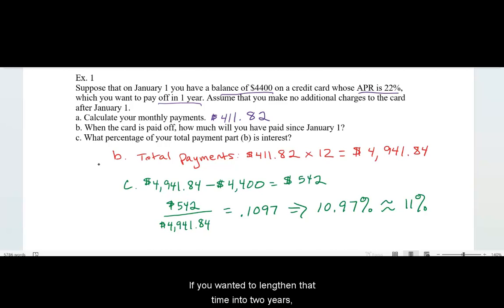If you wanted to lengthen that time into 2 years, you're going to pay more back in interest. The longer you take to pay off a loan, the more interest you pay.